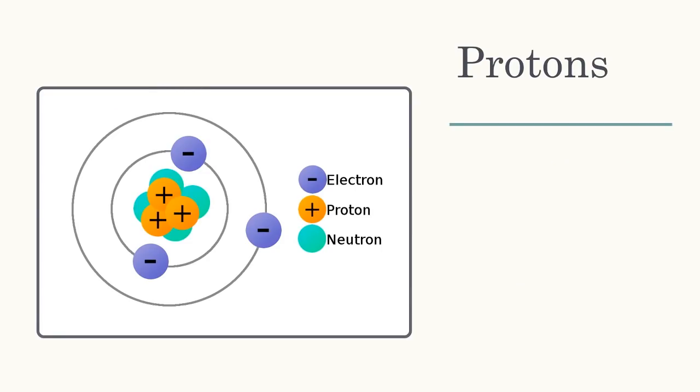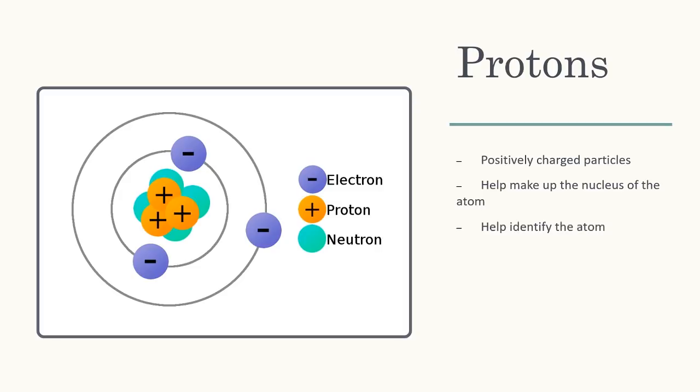So if we took a deeper dive into it, the protons themselves are positively charged particles, and those positively charged particles help make up the nucleus of the atom. So in this case, we have 3 protons in the nucleus. We also have 4 neutrons for a grand total of 7 things within the nucleus. Now, because this has 3 protons, I know that it's lithium. Every atom that has 3 protons would be lithium.